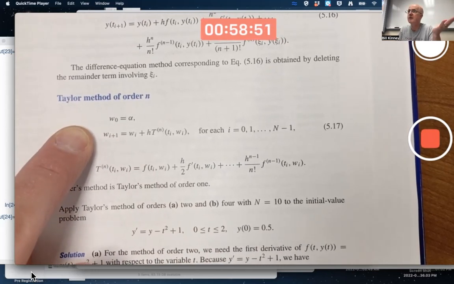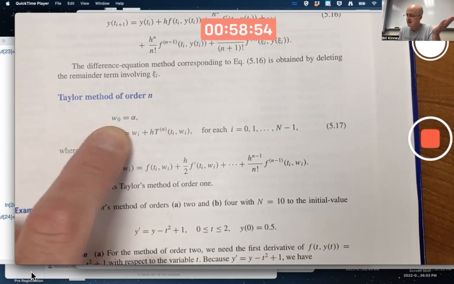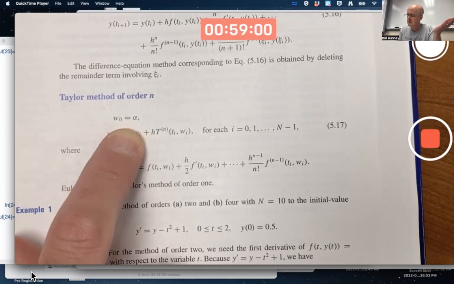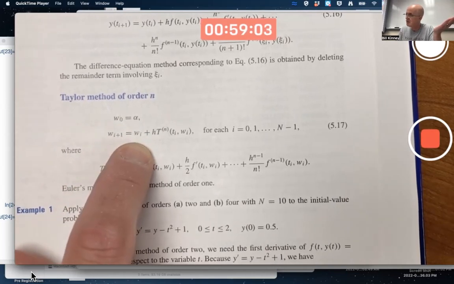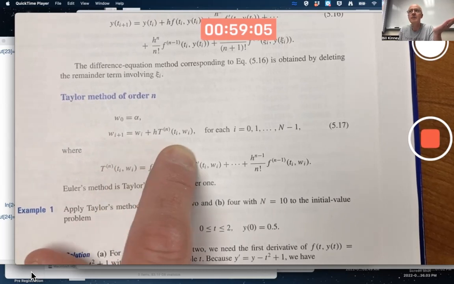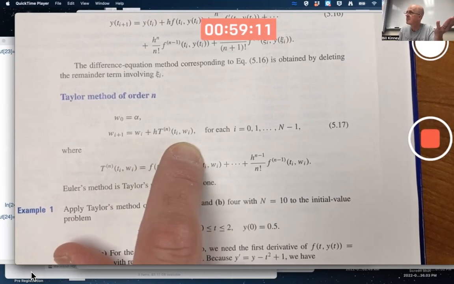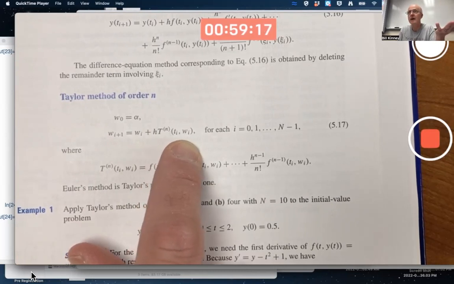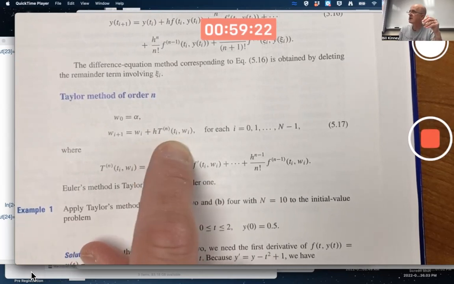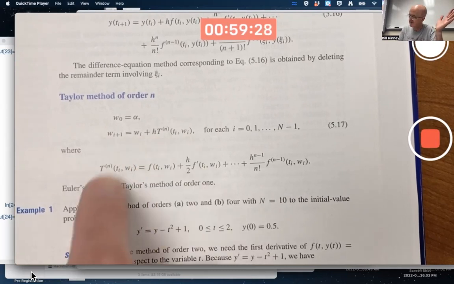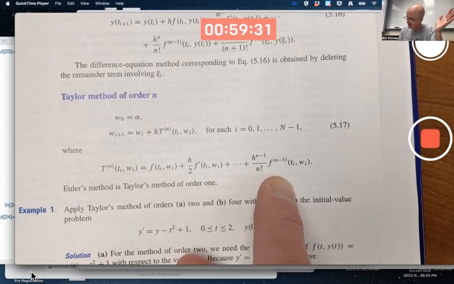The general setup is very much the same as Euler's method. W0 is alpha, just like before. You could call that y naught. W sub i plus 1 is the old value, W sub i, plus delta W. Delta W still takes the form h, the step size, times something. With Euler's method, the something there is f of t_i, w_i, which gives you the slopes of the marks in the slope field. But here now, more generally with this Taylor method, it's written T superscript n of t_i, w_i, where T superscript n of t_i, w_i is this expansion.